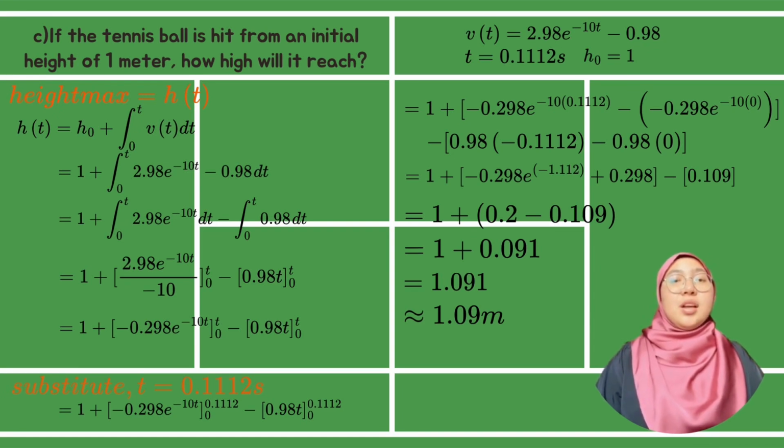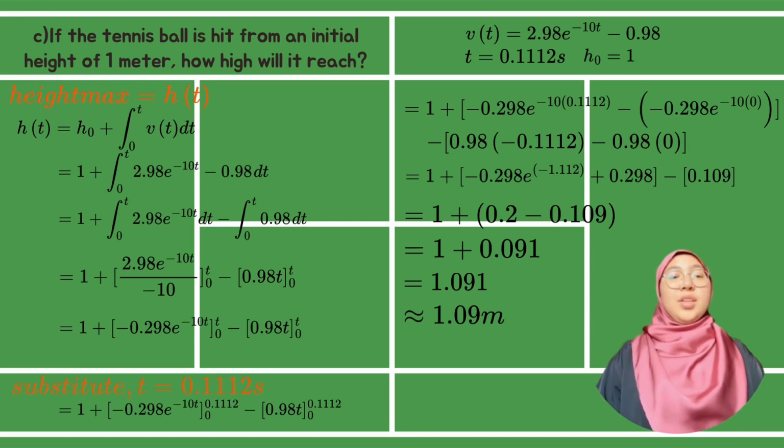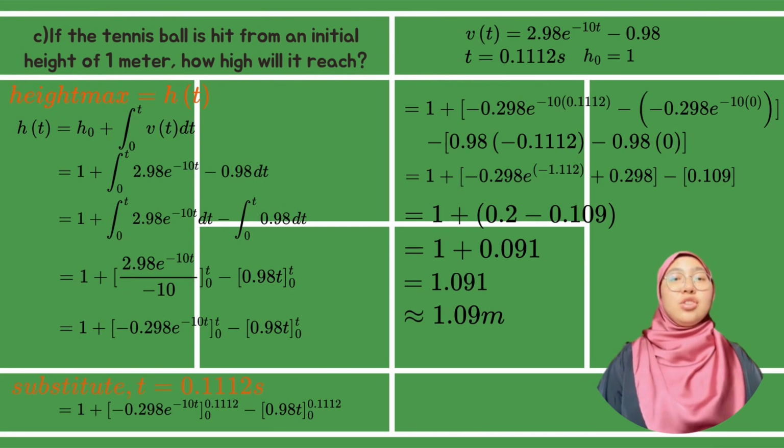After that, we separate the velocity equation. We will get 1 plus the integral from 0 to t of 2.98 e to the power of negative 10t dt, minus the integral from 0 to t of 0.98 dt. After that, we integrate all the equation. We will get 1 plus negative 0.298 e to the power of negative 10t from 0 to t, minus 0.98t from 0 to t.